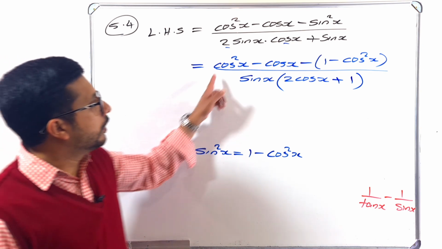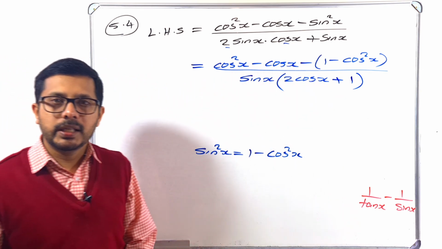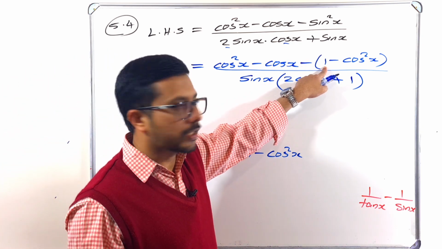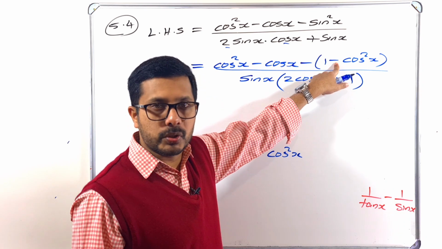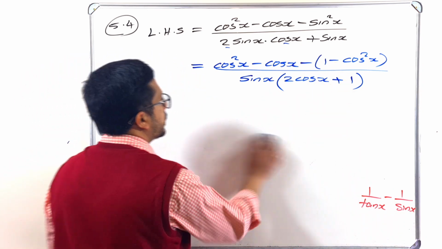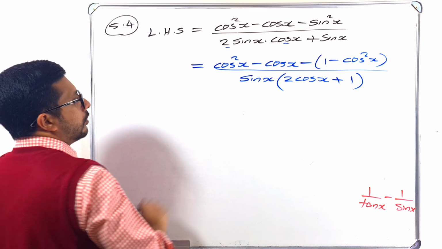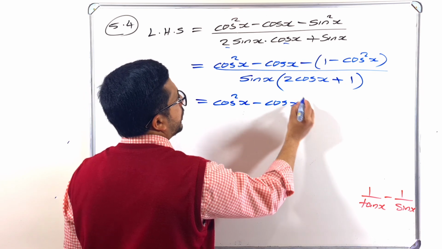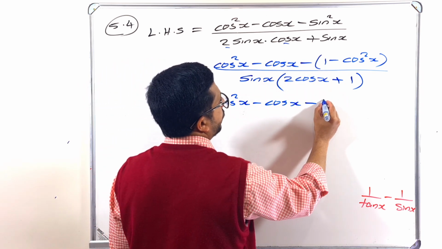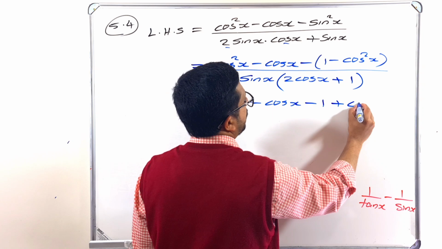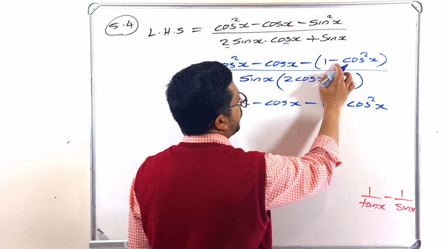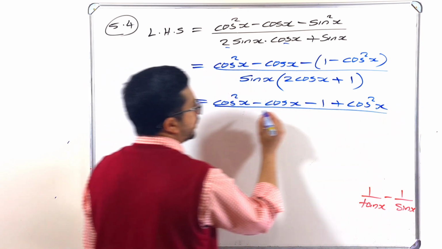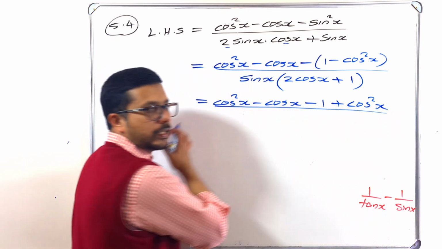Now next step, let's see. Now I don't have any idea. Let's see what is happening here. Minus into 1 is minus 1, minus into plus is positive. So now let's write the next step, that is cos squared x minus cos x. I expand this one, minus 1, then plus cos squared x, minus into minus is plus cos squared x. So now I'm getting an idea. This one we can write, it is like a quadratic.